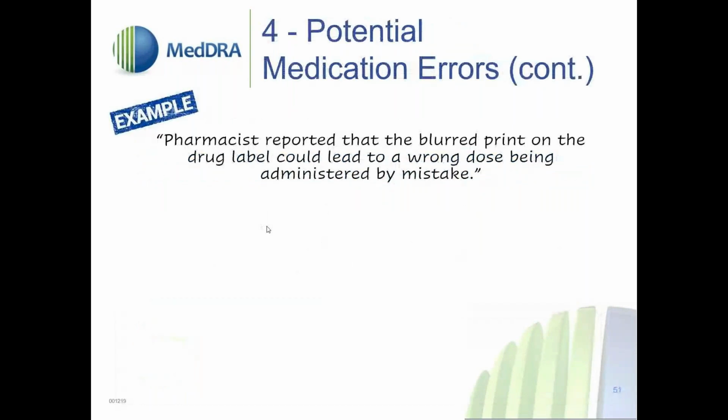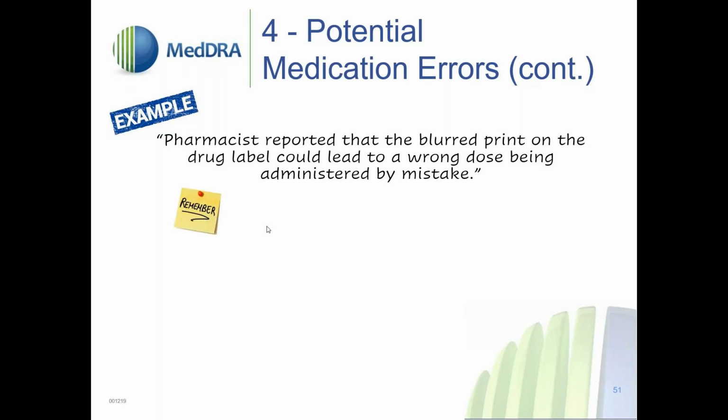Here again an example for this principle. A pharmacist reported that the blurred print on the drug label could lead to a medication error, that a wrong dose could be administered. No medication error occurred yet, but the pharmacist saw a circumstance, the blurred print on the label, that could lead to this error in the future.